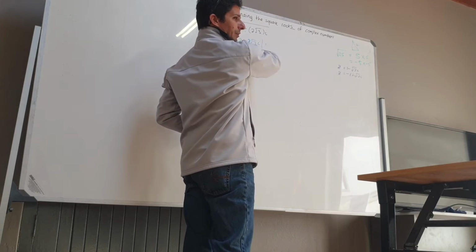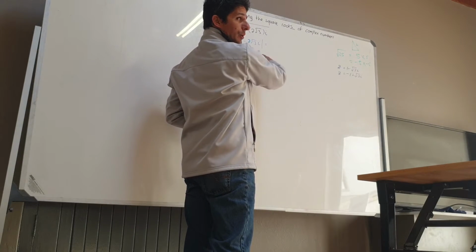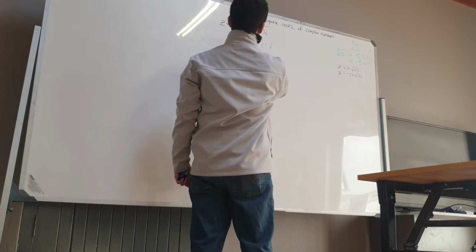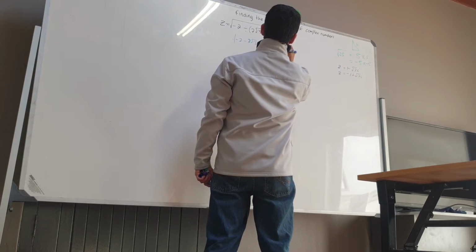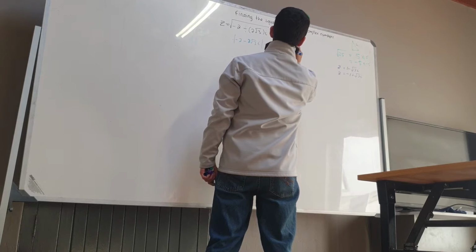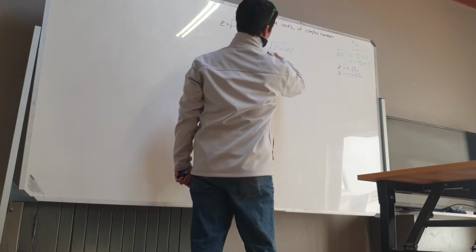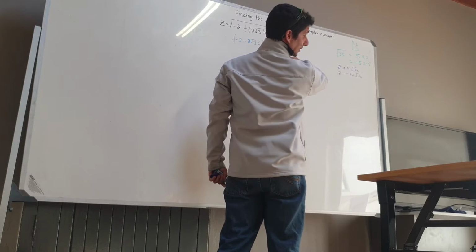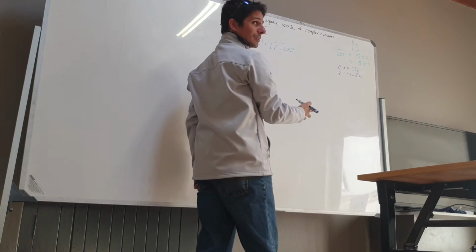I need to find r, which is the modulus of this number. That's just going to be the square root of 2 squared plus negative 2 root 3 squared. That's going to be 4 plus 12. We have 16, so this is just going to give us 4.